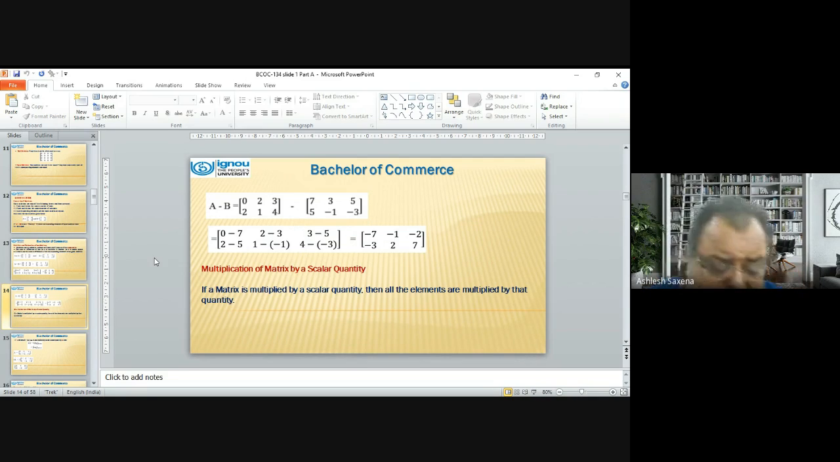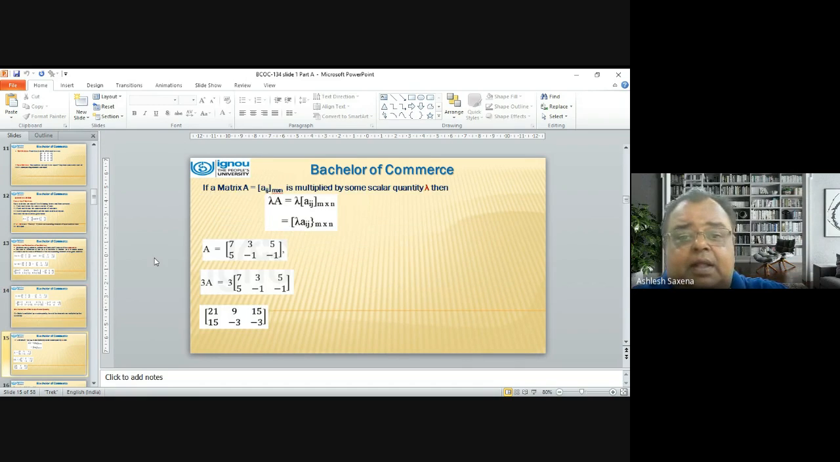Now, multiplication by a scalar quantity means we have to multiply by a quantity. That scalar quantity we will take as lambda in this case, and that lambda will be multiplied by all the elements of the matrix. Lambda is a scalar quantity, the elements are represented by Aij, and m cross n is the order. When we multiply by lambda, every element of matrix A will be multiplied by that scalar quantity. You can see the example over here.